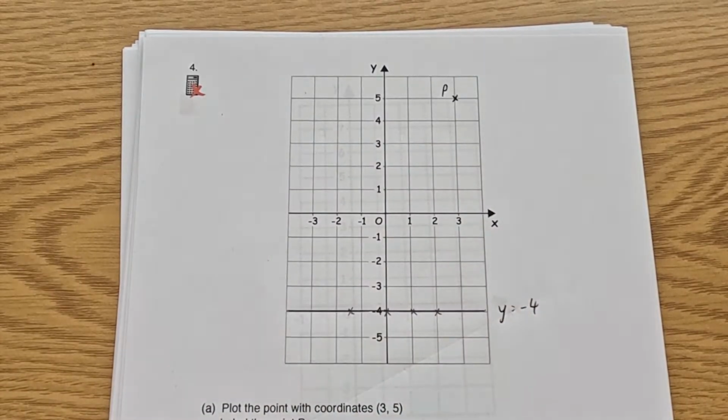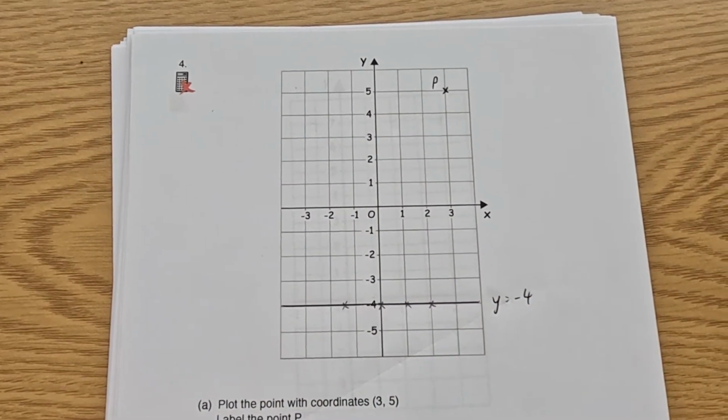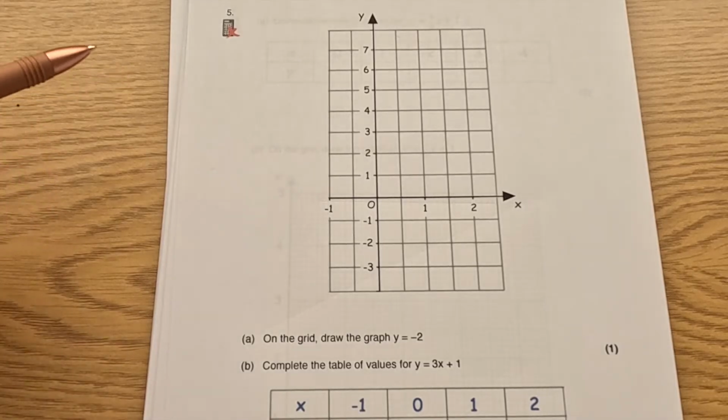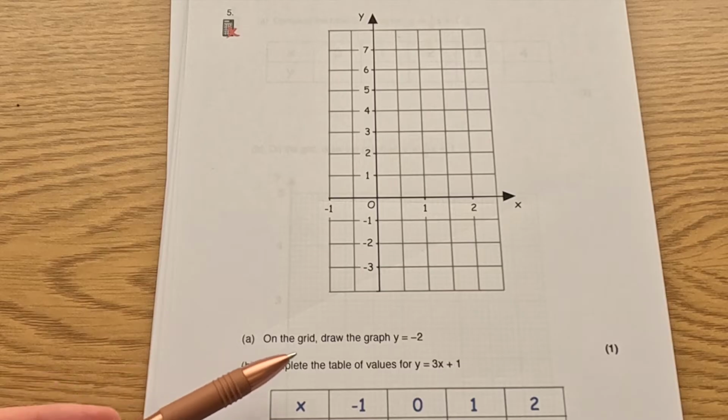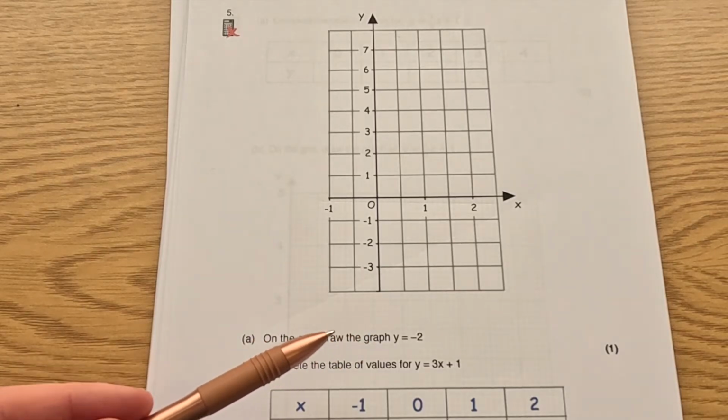Okay, let's look at our next question, question number 5. So question number 5, we've got our x and y axis, and part A says, on the grid, draw the graph of y equals -2.